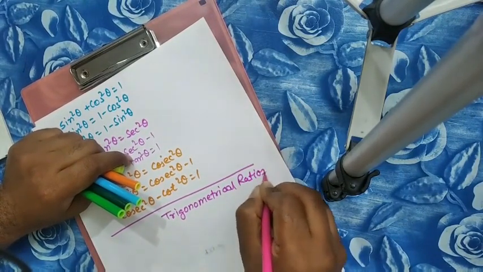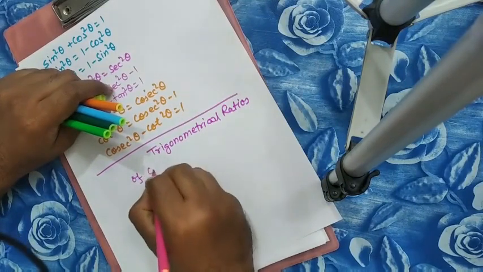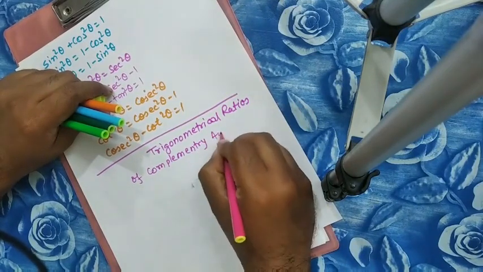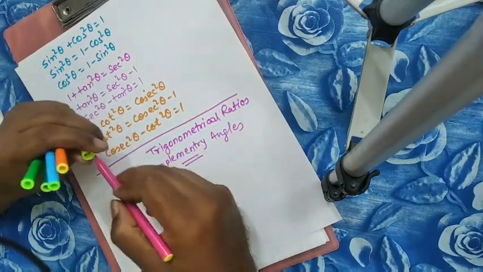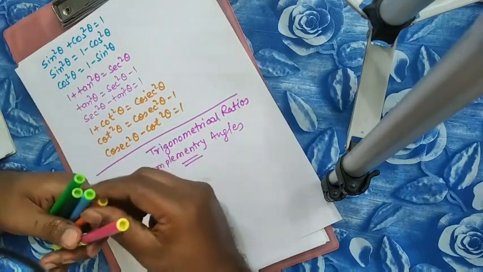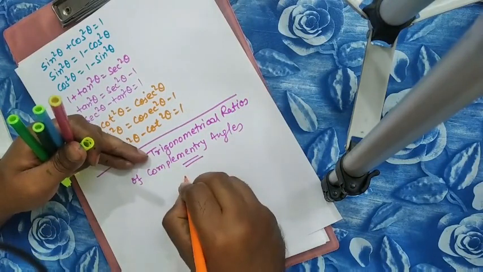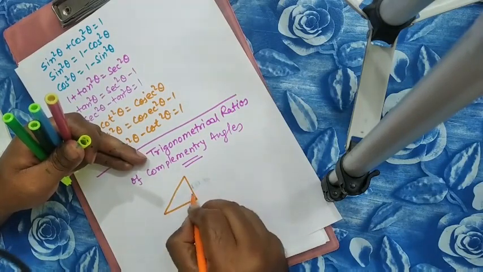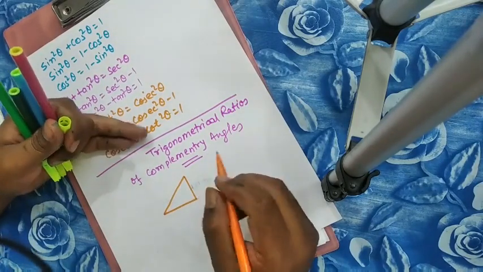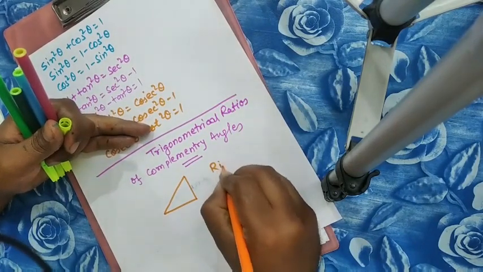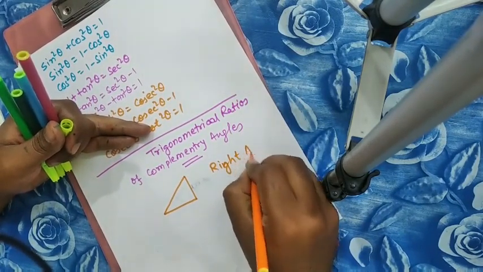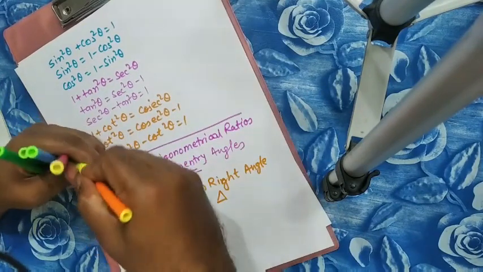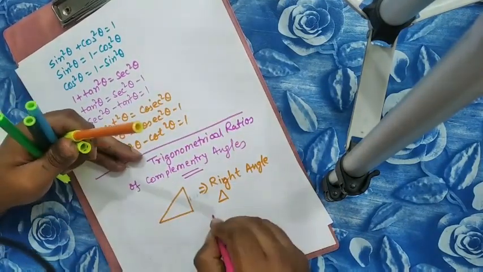Now we will go for the next formula, that is trigonometrical ratios of complementary angles. What are complementary angles? Complementary angles means two acute angles. In trigonometry we study a right angle triangle, and in this right angle triangle there will be two acute angles.